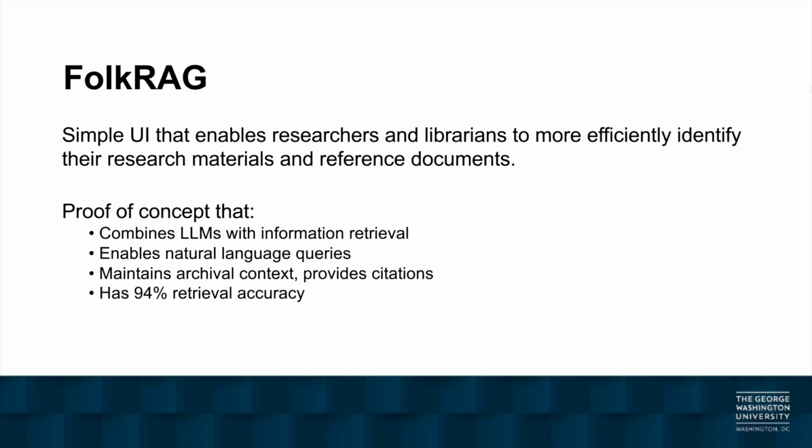And most importantly, when it gives you an answer, unlike something like ChatGPT or Claude, it always tells you exactly where the information came from and shows you where the information came from, maintaining the sort of academic rigor and attention to provenance that archival research requires. And importantly, it has a retrieval accuracy of 94%, which is high. But we'll dig into exactly what that means as we go on.